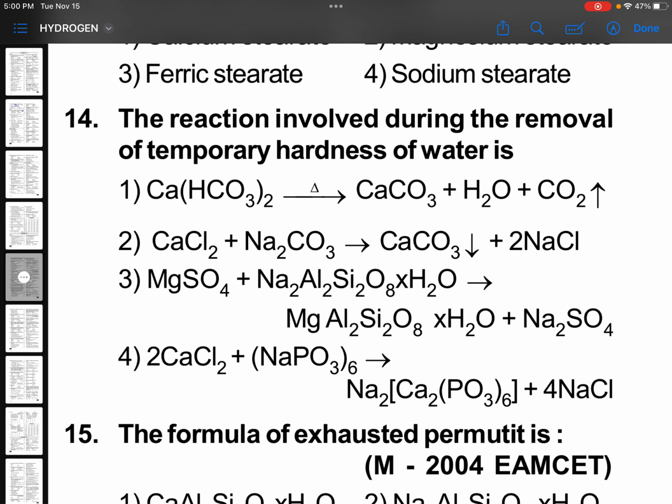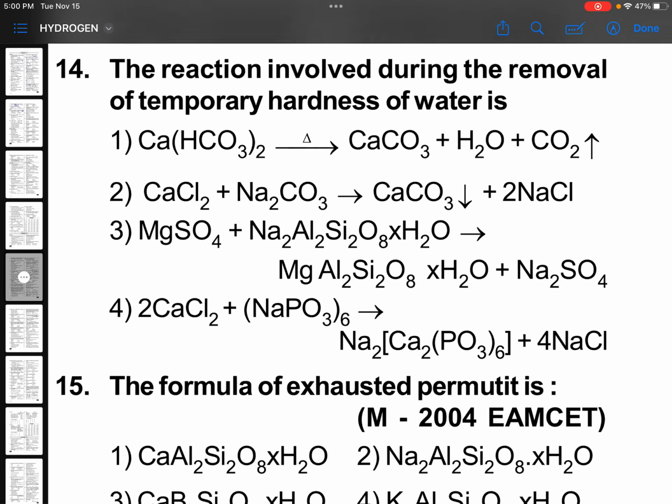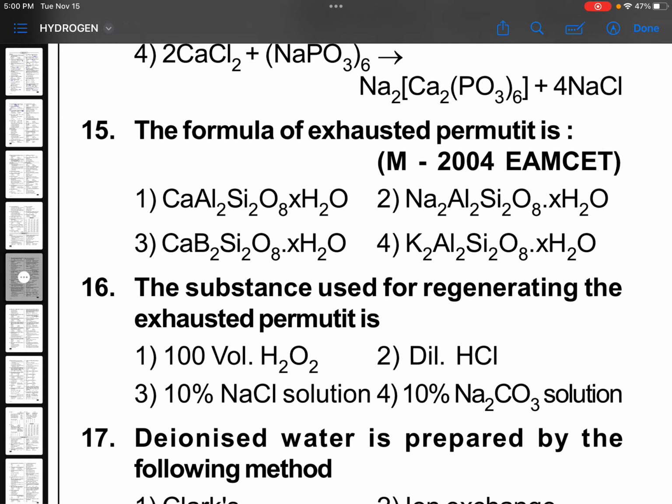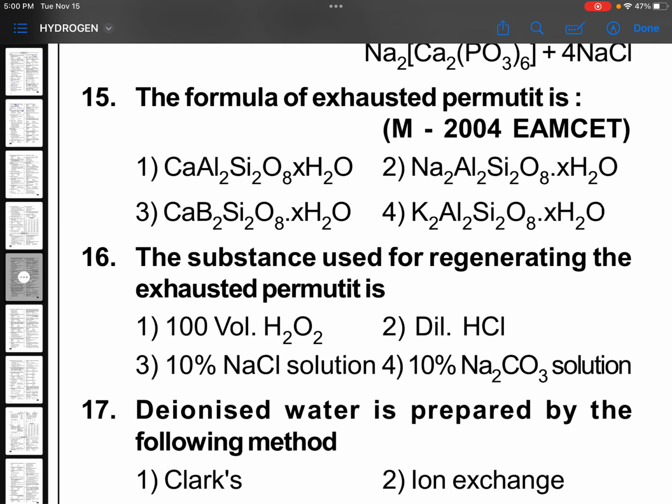Okay, now calcium bicarbonate, when you are heating, that gives you calcium carbonate. But magnesium bicarbonate won't give magnesium carbonate. Remember, that gives magnesium hydroxide. Something interesting. The formula of exhausted permutit. Okay, now exhausted permutit means all sodiums are out. Only calcium should be there. So Na2Al2Si2O8·xH2O, and in the exhausted one it is CaAl2Si2O8·xH2O. In that way, all sodium must be out and calcium must be in.